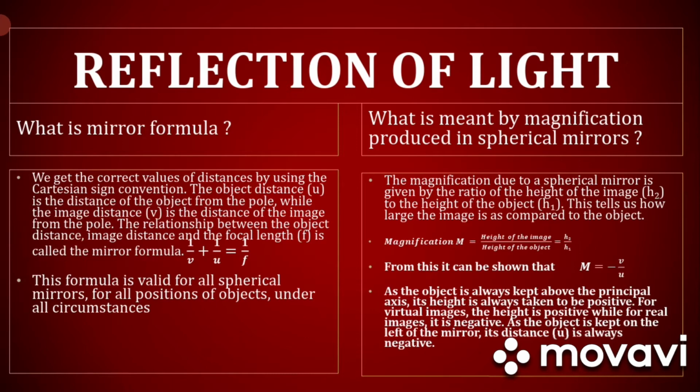As the object is always kept above the principal axis, its height is always taken to be positive. For virtual images, the height is positive, while for real images, it is negative. As the object is kept on the left of the mirror, its distance u is always negative.